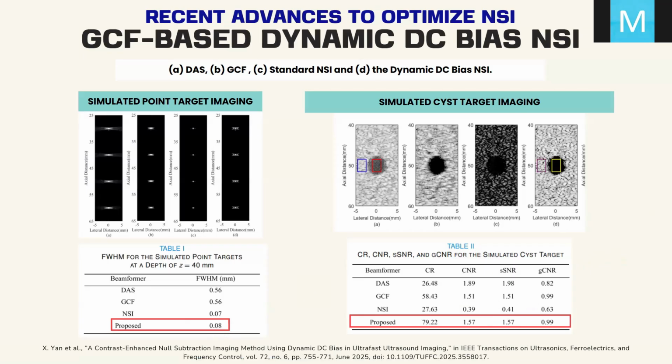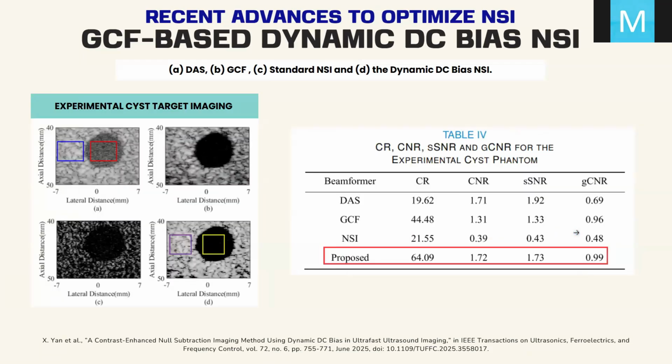In the contrast parameters, we can see that the standard NCI has a darker image, while the proposed method has the one with better contrast. We can observe this because it obtained the highest CR contrast ratio value of 79.22, compared with the 58.43 for GCF. Also, we can see that both GCF and the dynamic bias NCI achieve high generalized CNR values of 0.99.